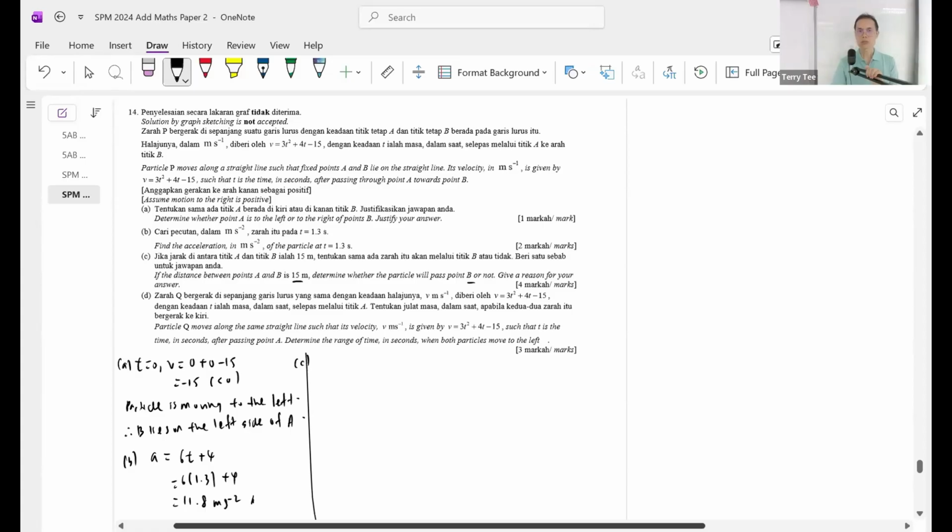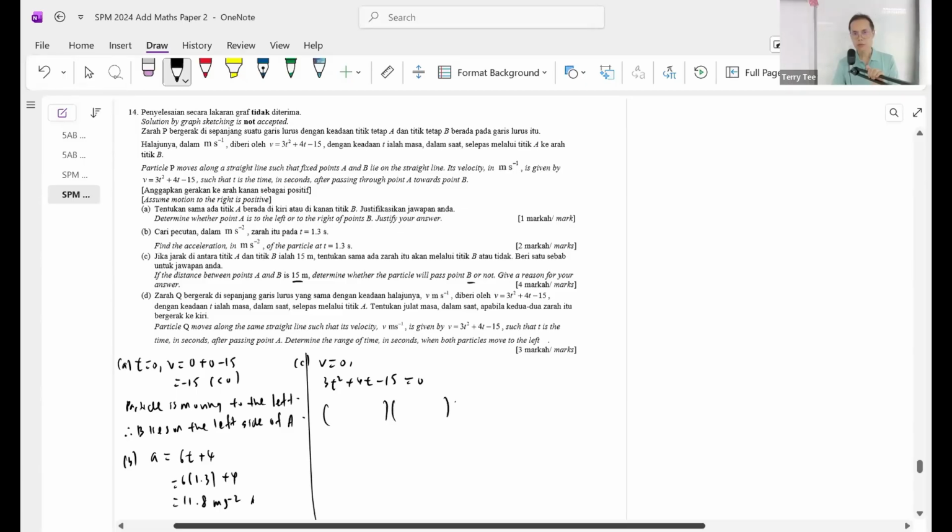Or number two, because the question says, we find the maximum distance travelled. Another way is we find the maximum distance travelled. Okay, I tell you what, we just find the maximum distance travelled by A before it changes direction. We let V be 0. Okay, so 3t squared plus 4t minus 15, let it be 0.